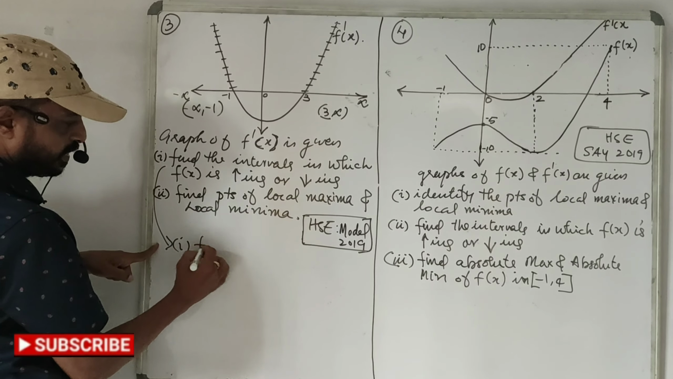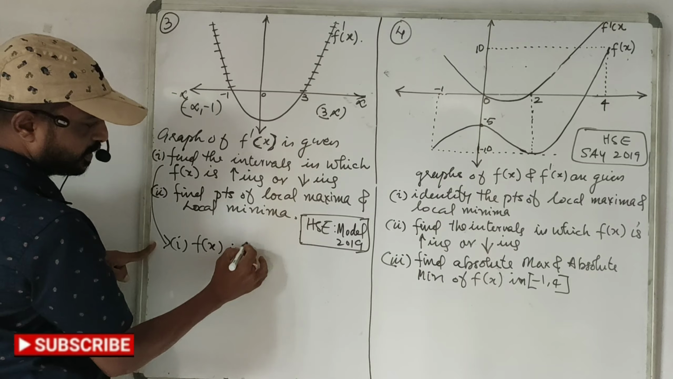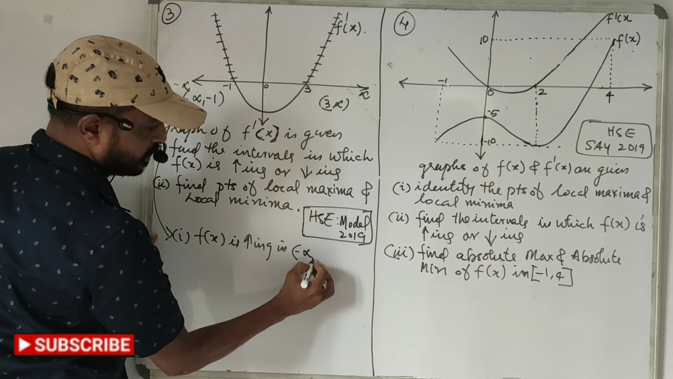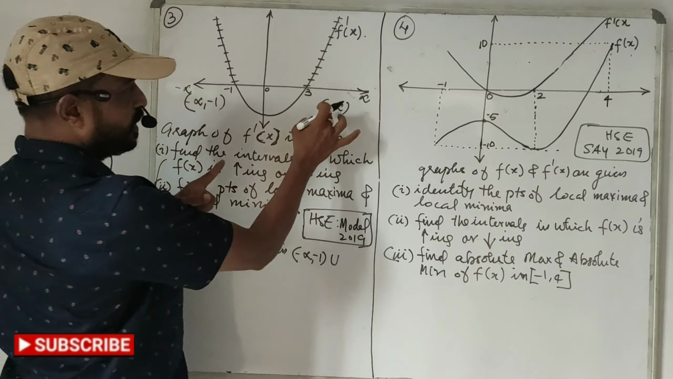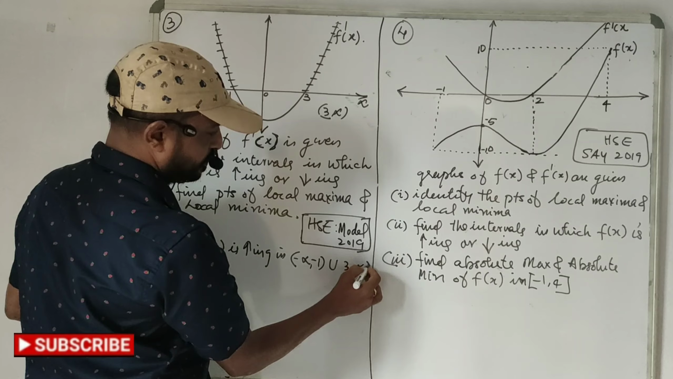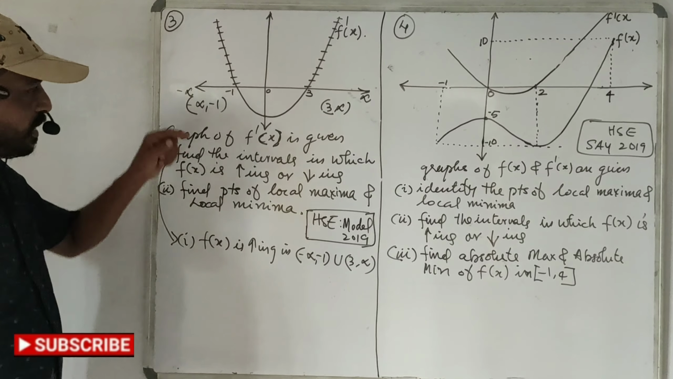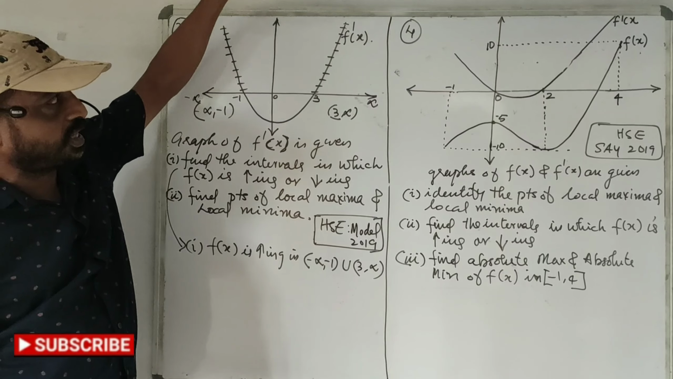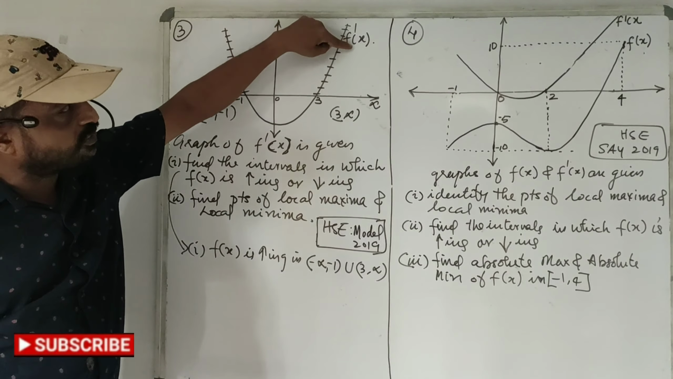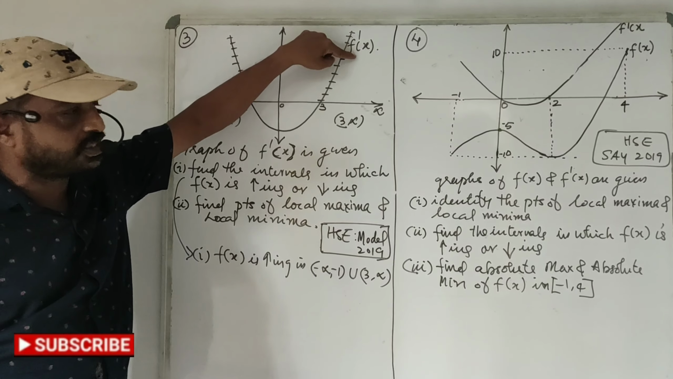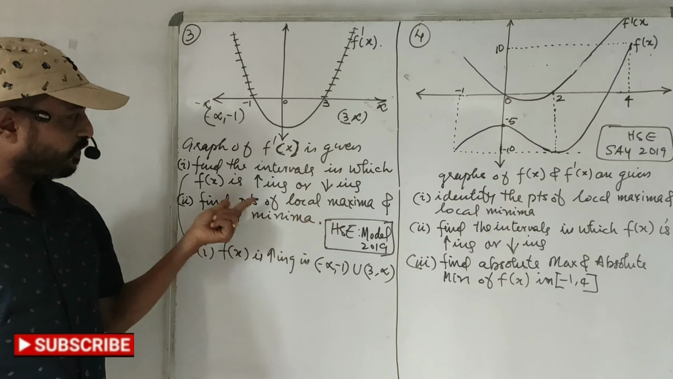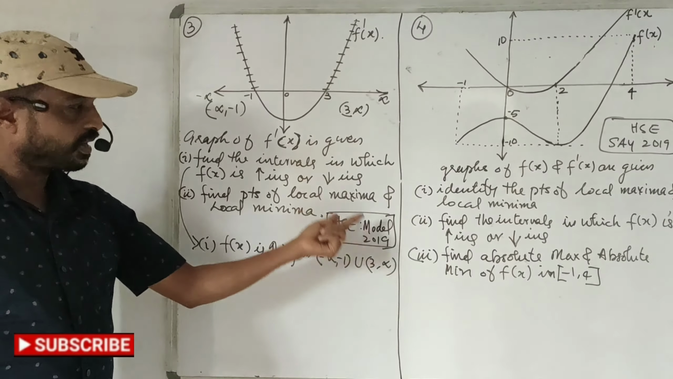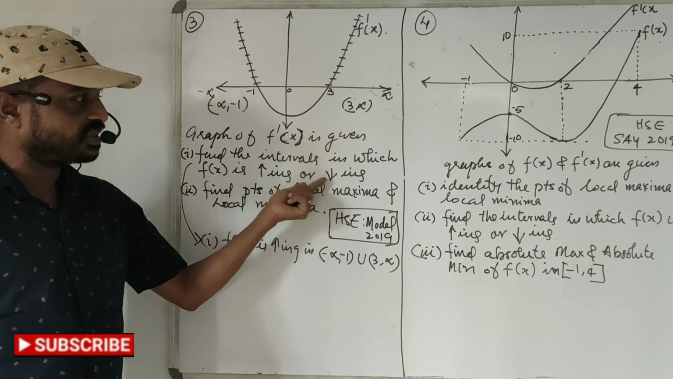So f of x is increasing in minus infinity to minus 1 union 3 to infinity. Why is f of x increasing in this interval? Because in these two intervals the graph of f dash of x is above the x-axis, or f dash of x is positive. Since f dash of x is positive in these two intervals, the function f of x is increasing in these two intervals. How about the interval at which the function is decreasing?